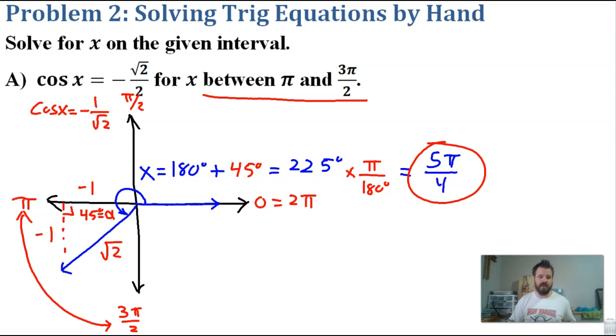Part B is the same idea. I want you to take a minute, pause the video, work through that one, and then hit play to either check your answer or to get some help with it.